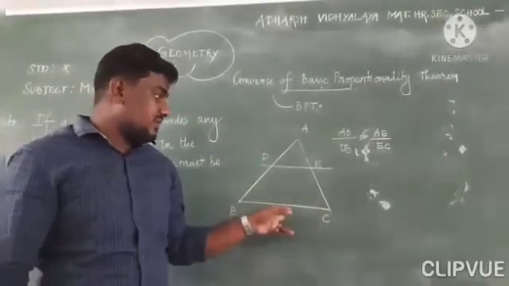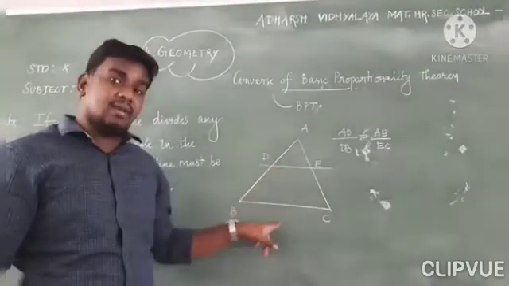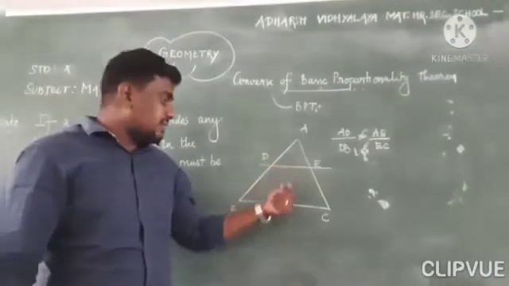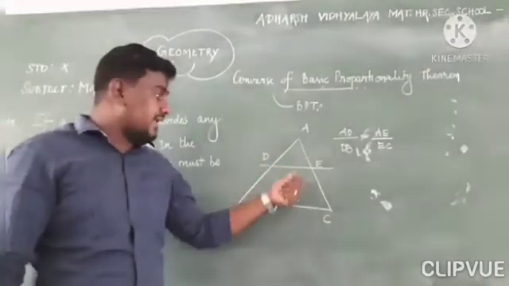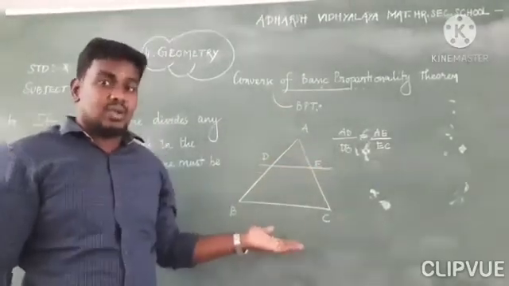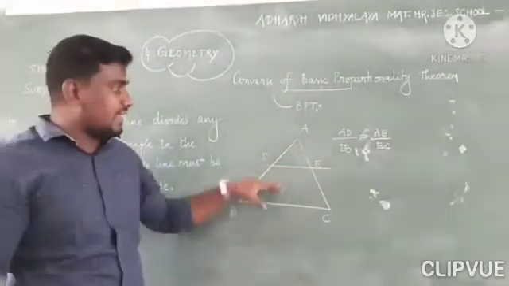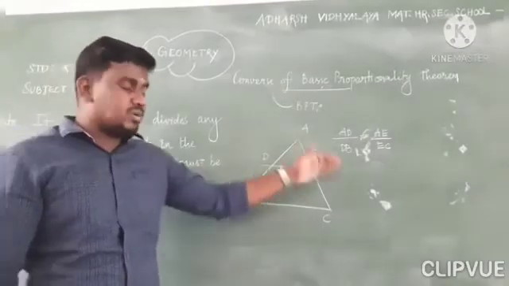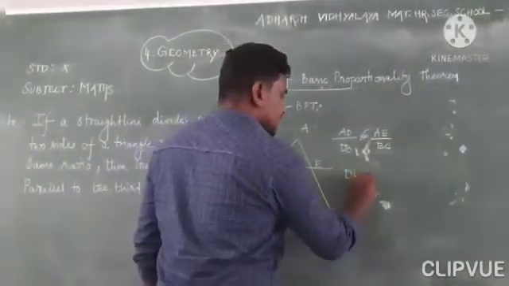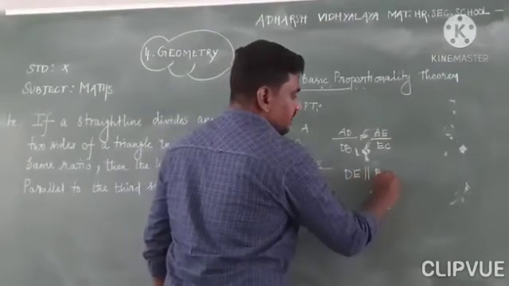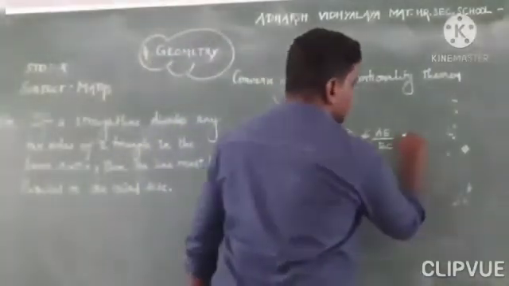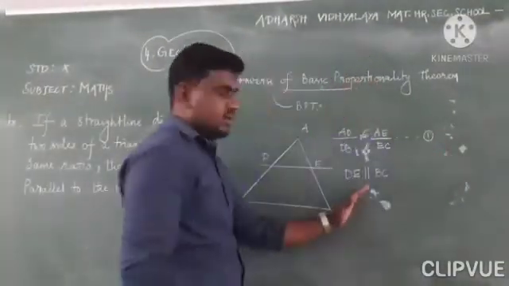Okay, so now we are going to say the straight line DE is parallel to BC. In the main theorem we have learned that if DE is parallel to BC, then it divides the other two sides in the same ratio. In the converse, they said clearly AD divided by DB equal to AE by EC, and you have to show DE is parallel to BC. So this is given, and this one you are going to prove.